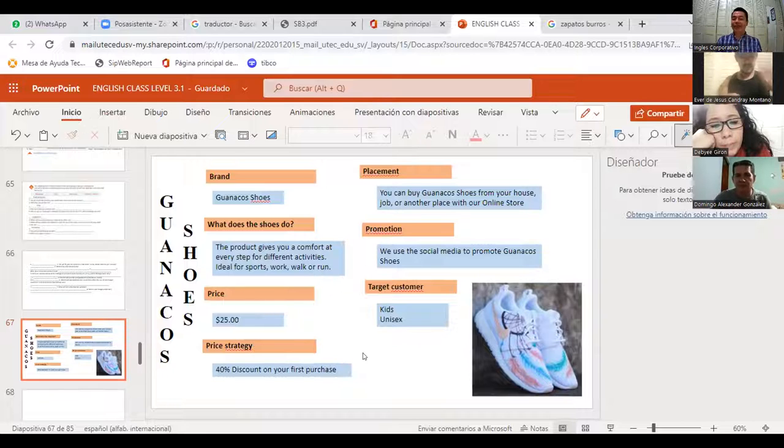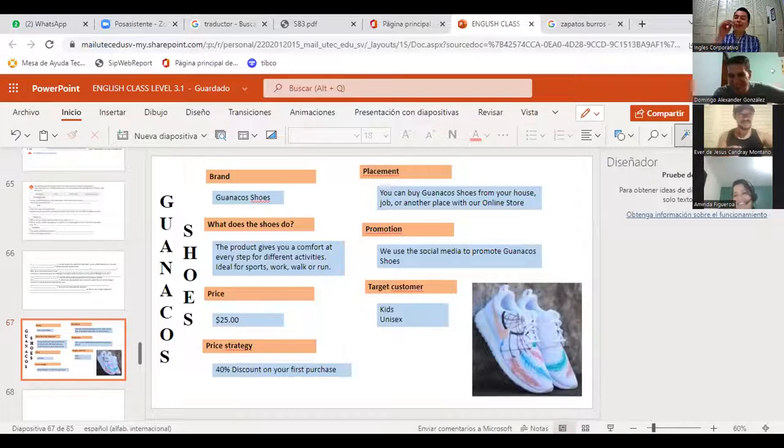Yes, I like it. But listen, the colors, in my opinion, are just for girls. Look, I was planning to buy those Guanaco shoes. This is the first prototype, teacher. Oh yeah, but we don't have any more time. I like the price. $25 is very cheap. Okay, good. Thank you. Congratulations. Good presentation.